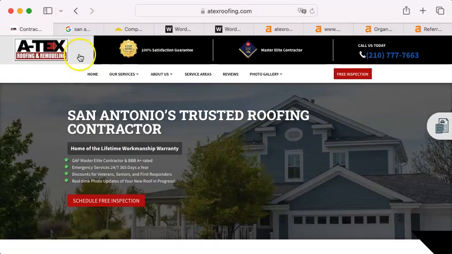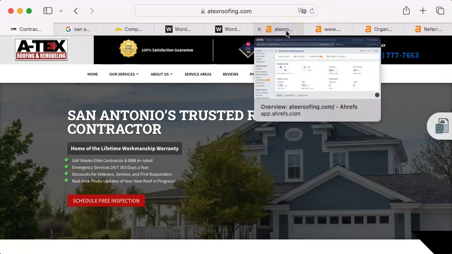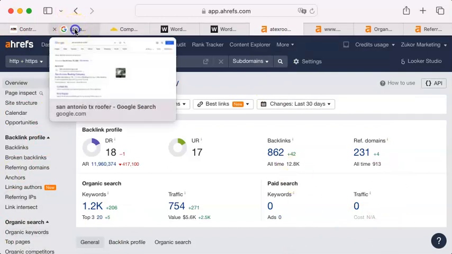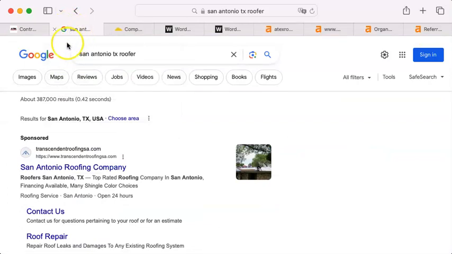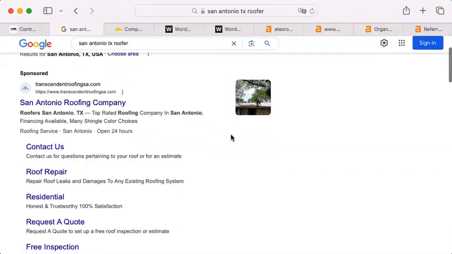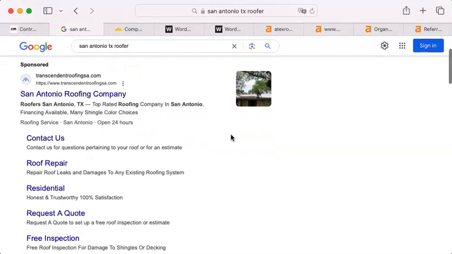Now, what I will say is that I have a tool that I subscribe to. It's called Ahrefs, and it gives me the metrics of your site, which are not bad by any stretch of the imagination. But it tells me that I need to go and do a Google search. In this case, I did San Antonio, Texas roofer because that's where you are. The reason I do that is because Google is responsible for 96% of the traffic on the internet.